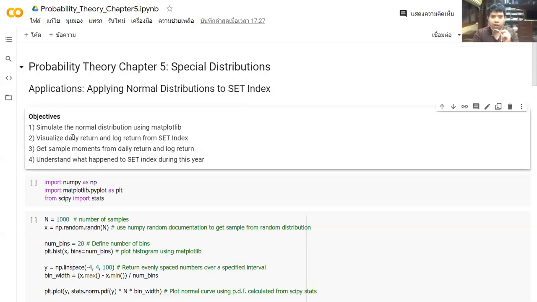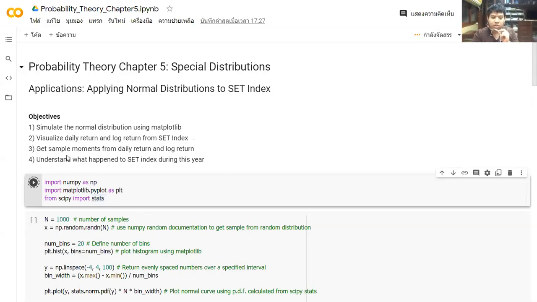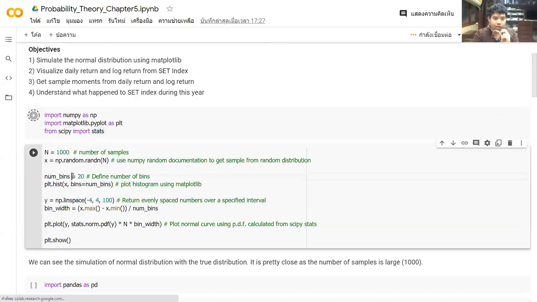So the objectives are that we are going to simulate the normal distribution using matplotlib, visualize the daily return and log return using the SET index, and get sample moments from the daily return and log return and understand what happened to the SET during this year. So we start by importing some packages first.